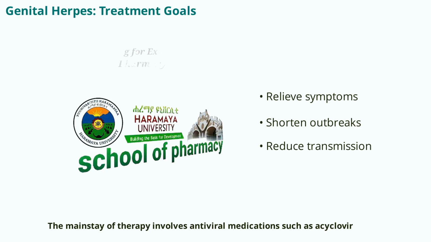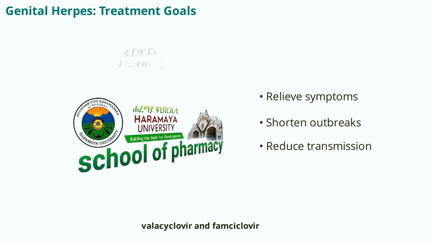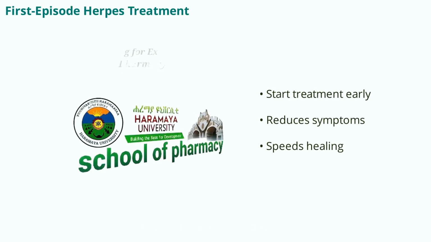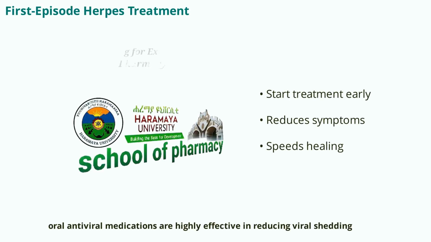The mainstay of therapy involves antiviral medications such as acyclovir, valacyclovir, and famciclovir. These drugs can help manage both initial and recurrent episodes, making living with herpes more manageable. In first episode genital herpes, oral antiviral medications are highly effective in reducing viral shedding, shortening the duration of symptoms, and speeding up healing. The greatest benefits are seen when therapy is started as soon as possible after symptom onset.